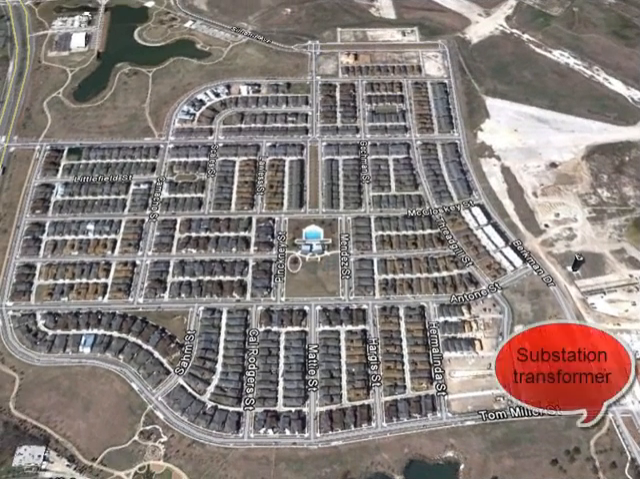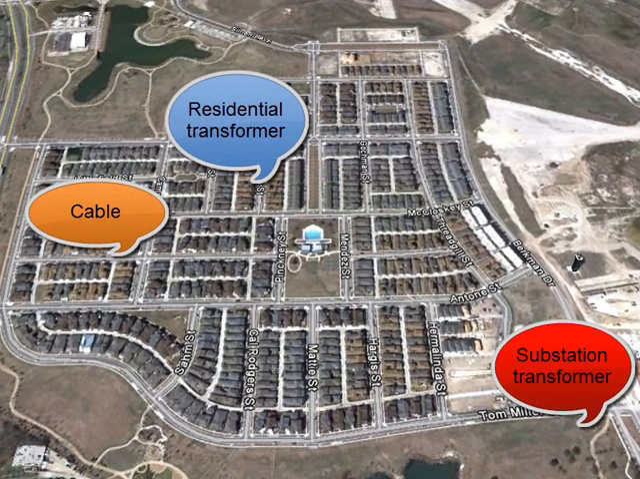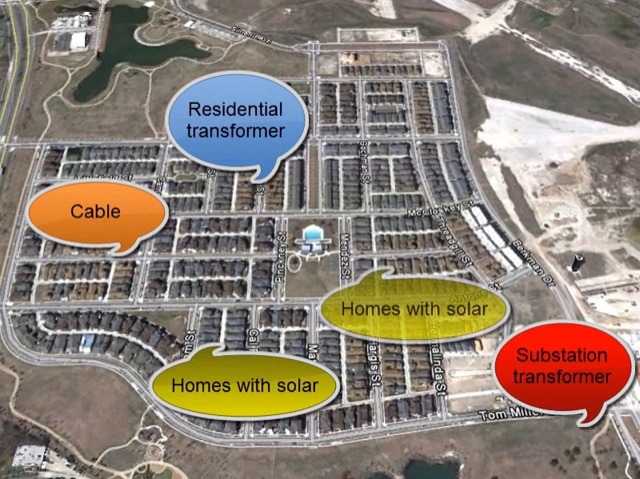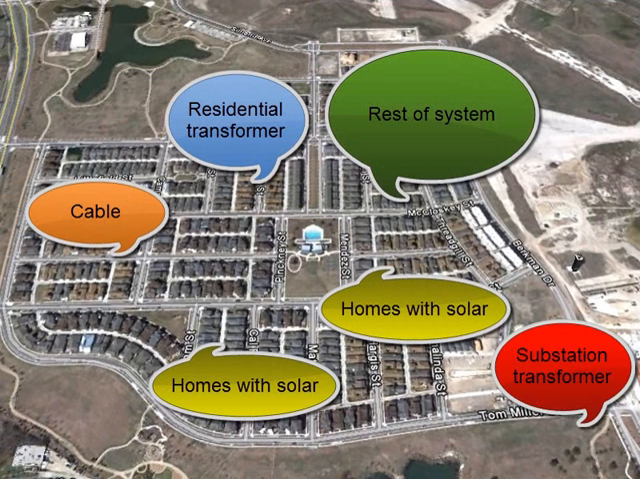Referring back to Miller, let's say we have a substation transformer, a cable here, a residential transformer here, one neighborhood here, another one here, and the rest of the system. Let's see how we can model this baseline system using Simulink.